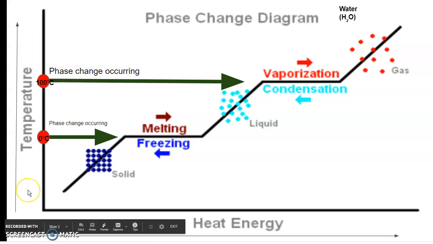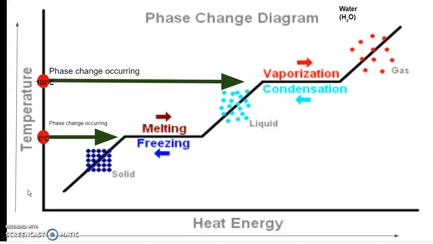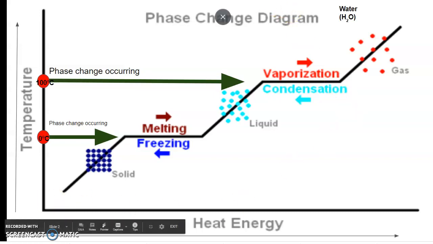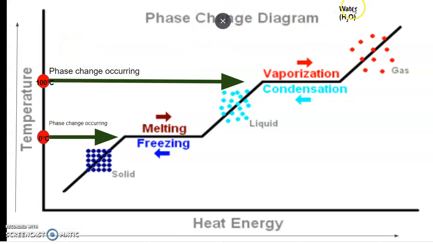Alright, let me try and use this to quickly explain why the temperature during phase change remains constant. Now, this is a phase change diagram of water. So an example is water.